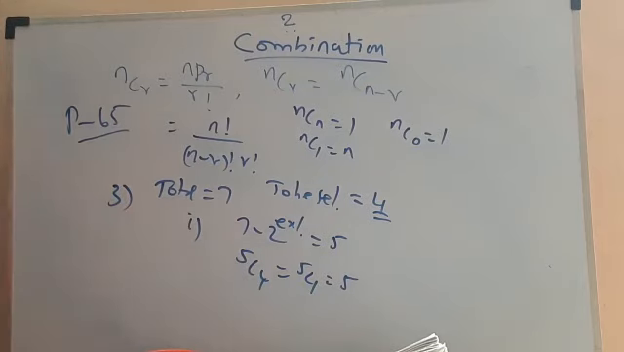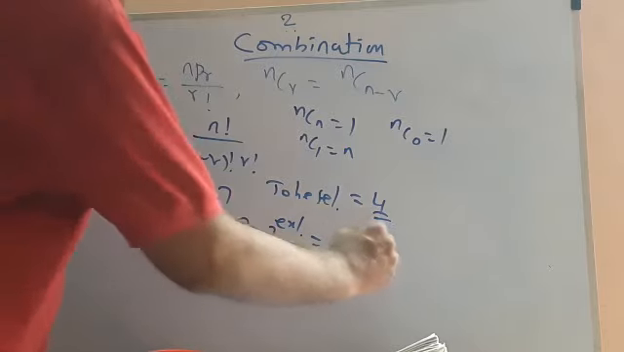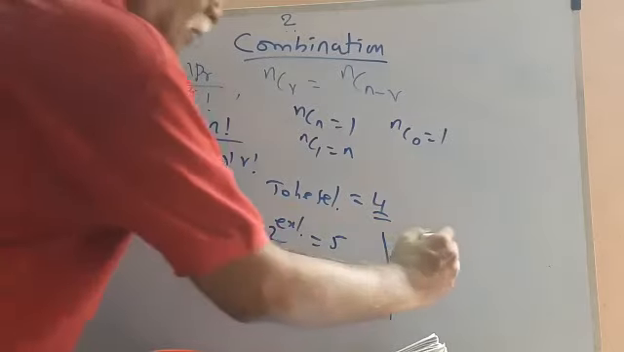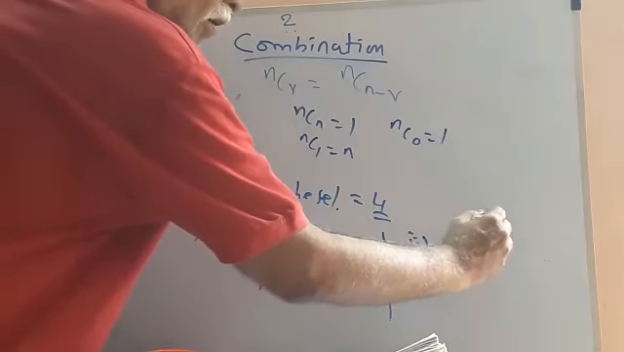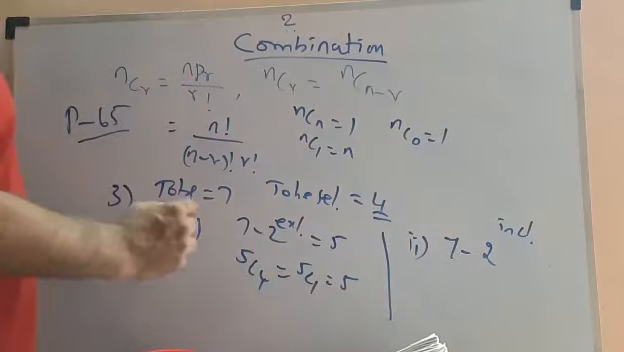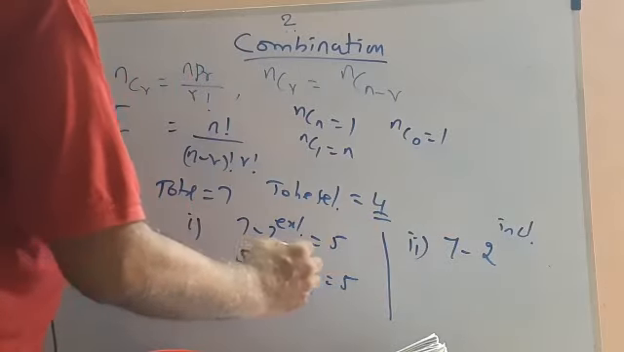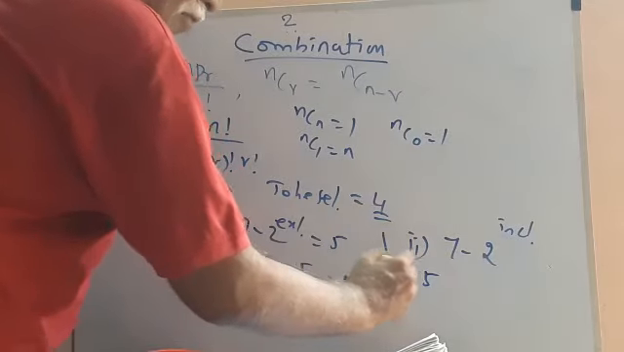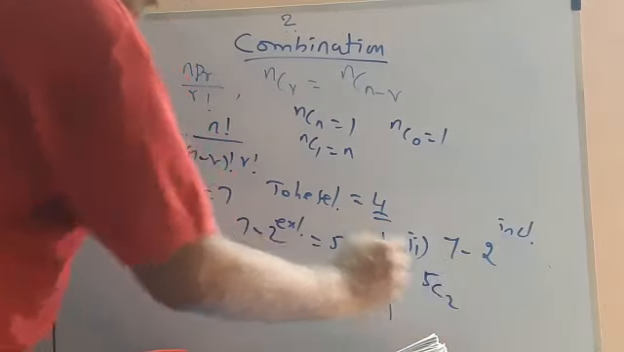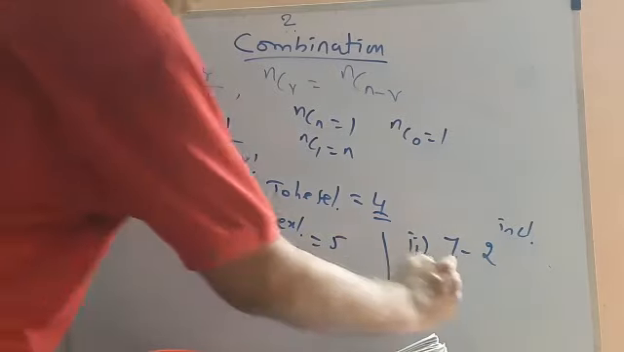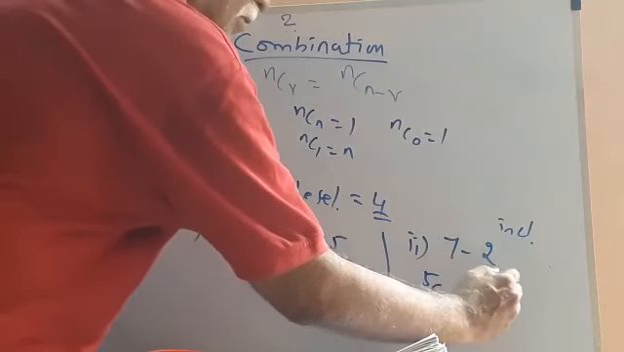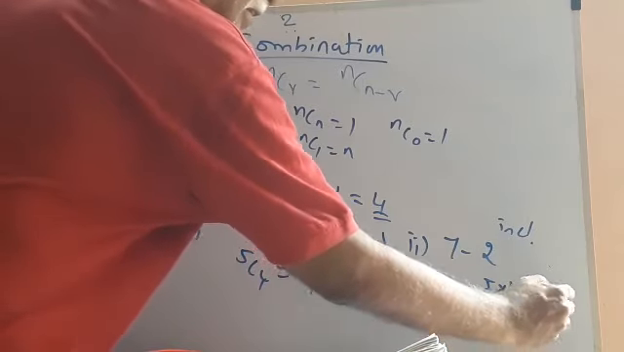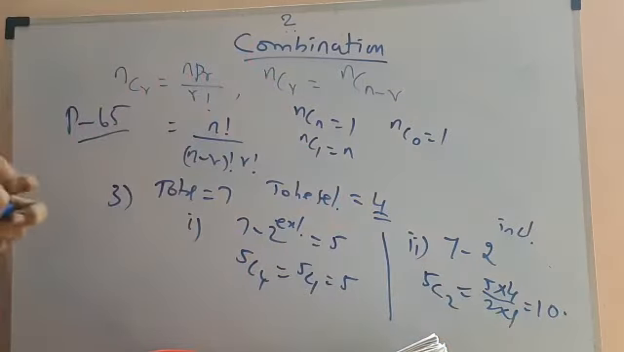Second part, 2 persons with good qualifications are always to be included. The same problem. In these 7 persons, now 2 are always to be included. I have to select 4. So these 2 are always to be included. So from the remaining 5 persons, how many persons do I have to select? Only 2. So this is possible in 5C2 ways, which is 5 into 4 by 2 into 1. That is 10 ways. Copy it down.